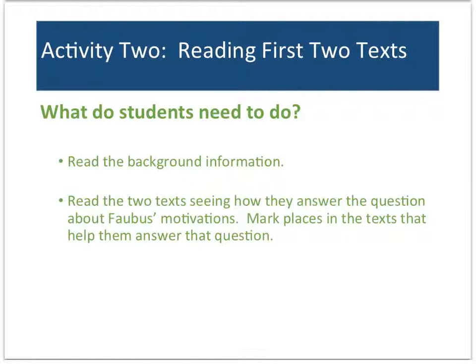The first activity involves students reading some background information and then reading 2 texts, 2 of the 4 that are going to be part of this lesson. They're going to read these texts to answer a question about Faubus's motivations. What were Faubus's motivations for not letting those 9 students in Little Rock, Arkansas attend the high school? What they're going to do is mark places in the text that help them answer that question.